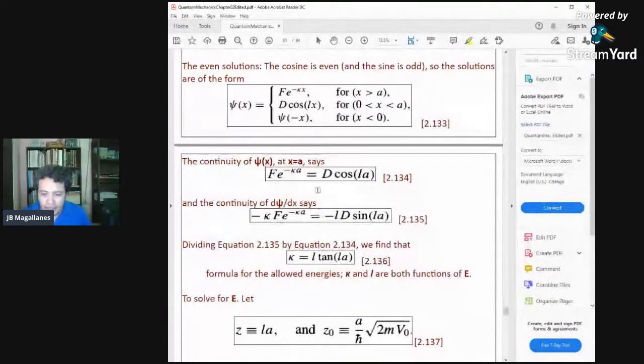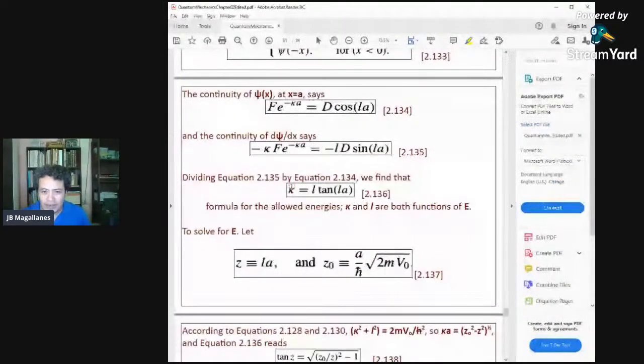This one is for you to be able to cancel f. You divide f e to the kappa a by this, or you can just set this expression to here, and then you will get this one. So you'll be able to get kappa equal to L tangent La.